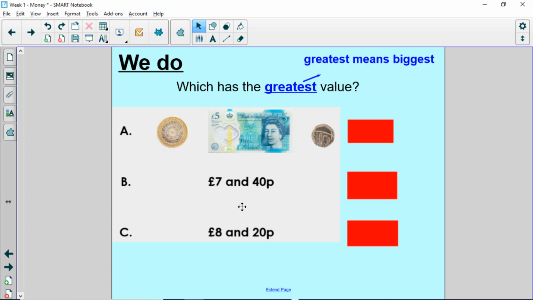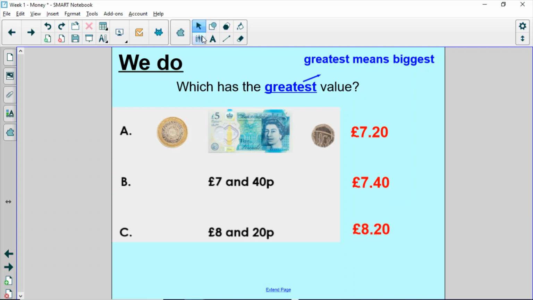Now let's start with option A. We've got a £5 note, a £2 coin, so 5 add 2 would be 7, £7, and then a 20p. So give yourself a tick if you've got £7.20. The others have kind of been given to us because we know it's £7.40, which can also be written here with the decimal point there, and £8.20 like this. We now know then the biggest one has to be the very, very bottom one. These both have £7, whereas this is the £8. £8.20 is your largest one. Give yourself a tick for that one there.